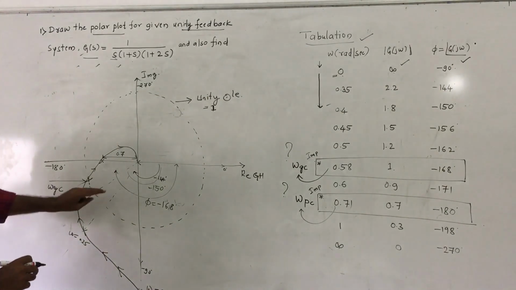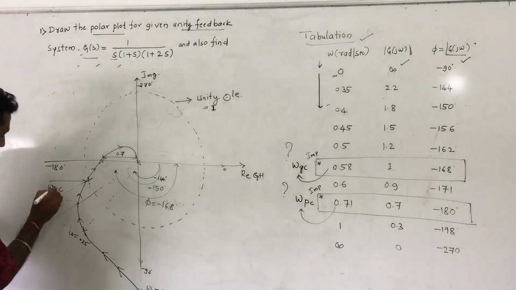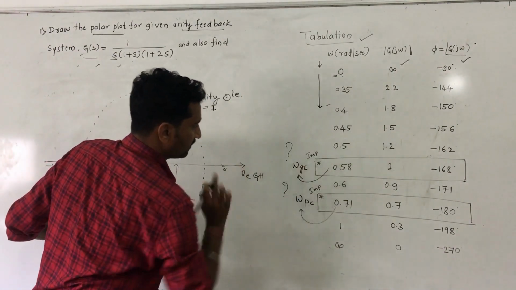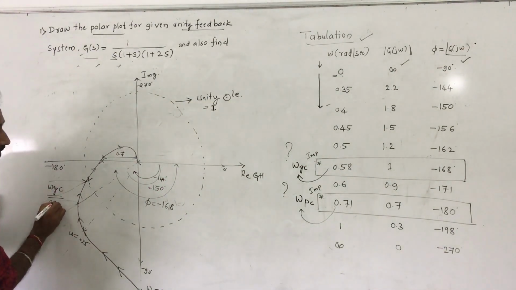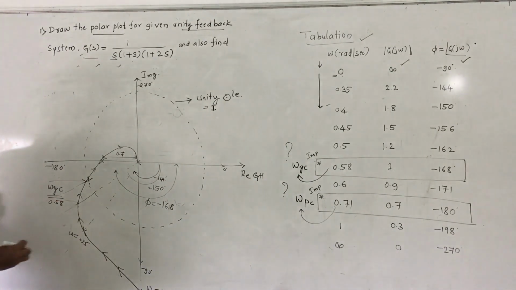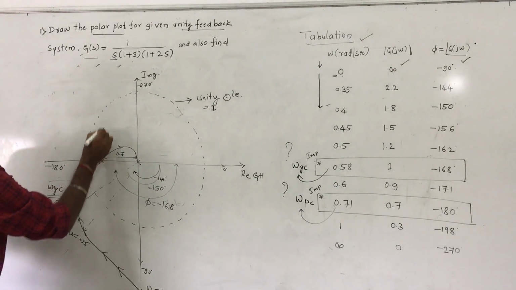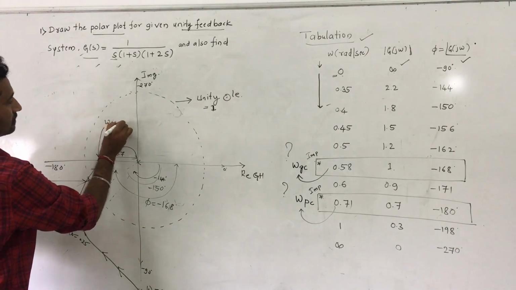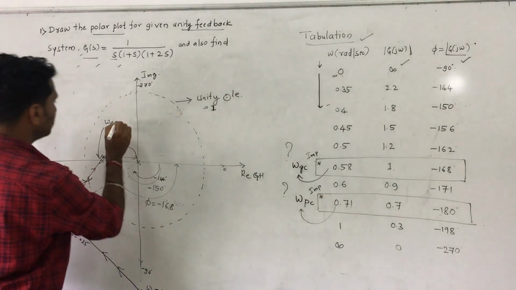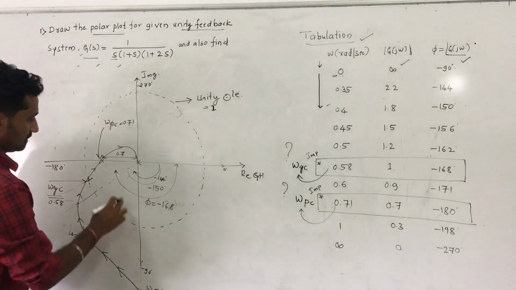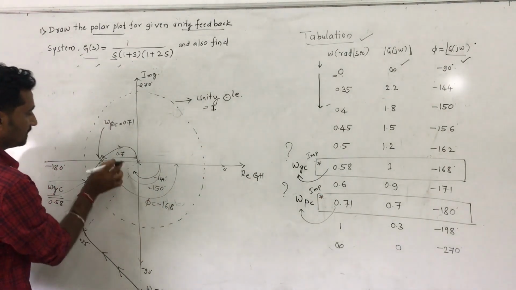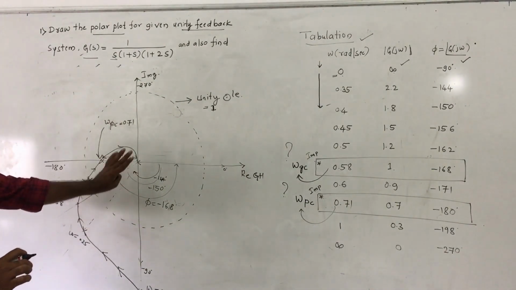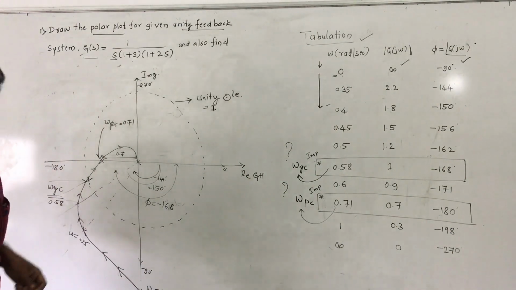After plotting this graph, the main thing is that you need to denote omega Gc. Omega Gc is 0.58 radians per second. What is omega Pc here? From the table it is 0.71, and the angle is minus 168. This value is 0.7. So if we have these four values, we can easily find the gain margin as well as the phase margin.